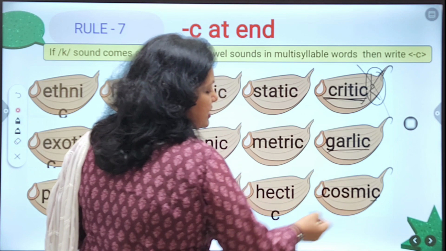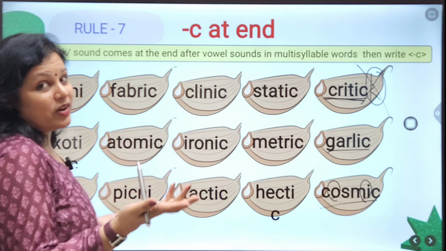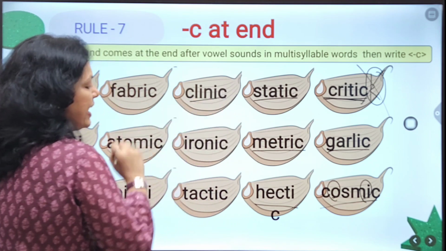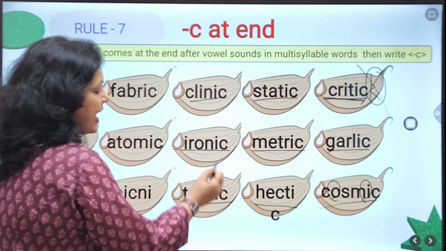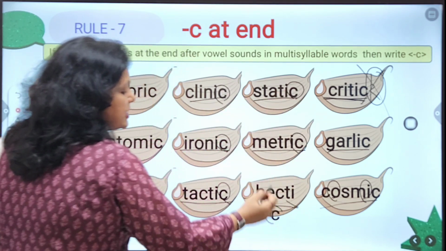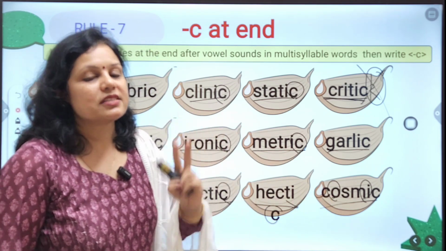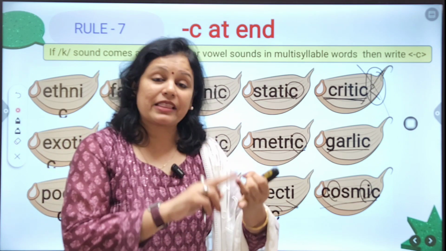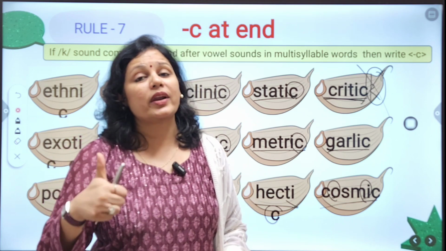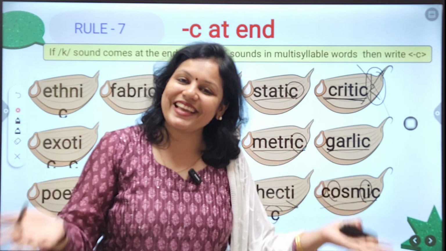Similarly, cosmic. How many vowel sounds are there? 1 and 2. So that is why you don't have CK at the end. Metric, hectic, static, clinic, ironic, tactic. Everywhere you are finding that you have only C at the end, not CK. Why not CK? Because the word is having at least two vowel sounds. That is why you have logic, mathematic, artistic, cosmic, static, critic. All these words don't have CK at the end, but they have C at the end.